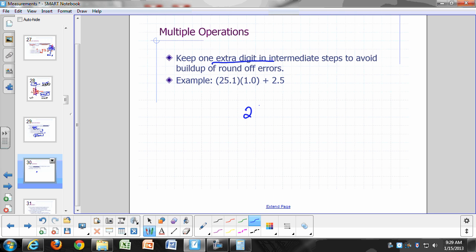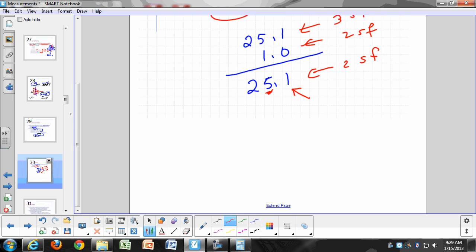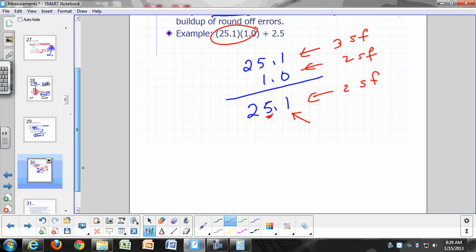Okay, so for example, if I did 25.1 times 1.0, the answer there is going to be 25.1. Okay, I do this multiplication first. That's 3 sig figs. This is 2 sig figs. So my answer should only have 2 sig figs. So 25.1, the 5 here is the last sig fig. I'm going to mark that, but I'm not going to drop that 1 just to be safe, okay? So I don't build up round-off error.